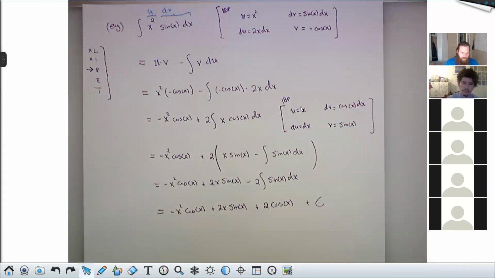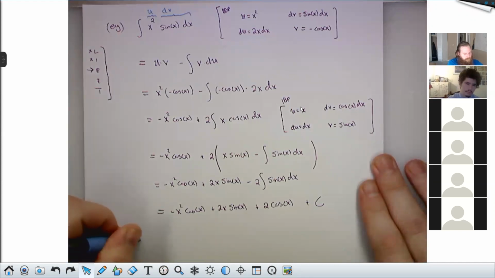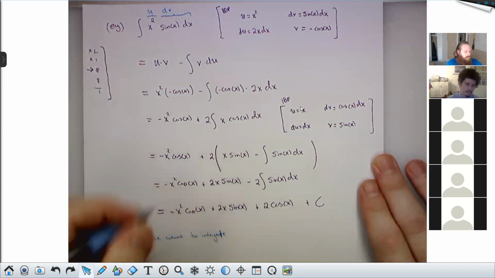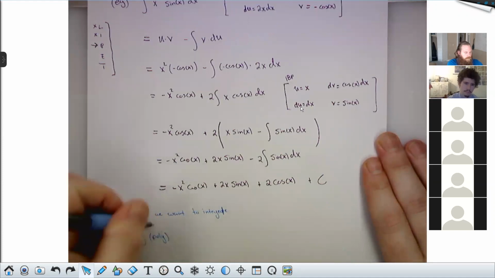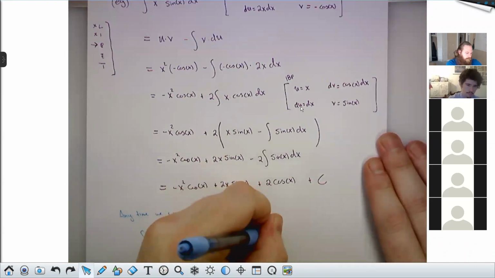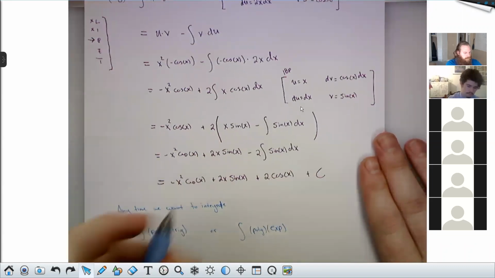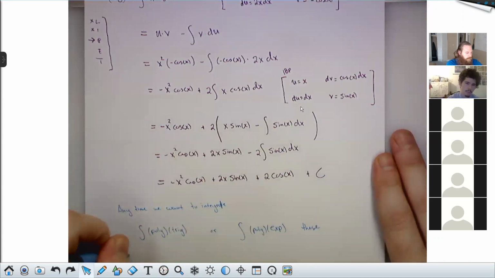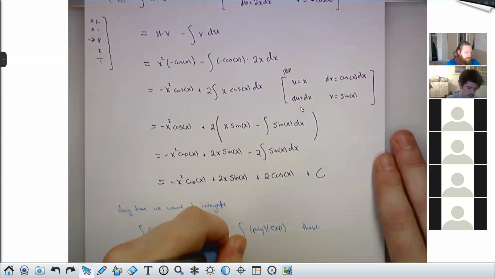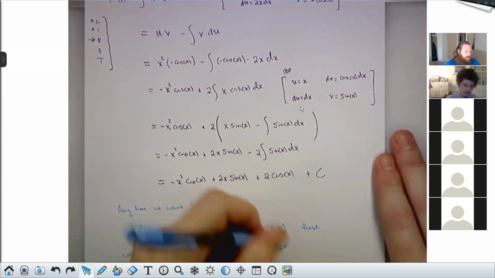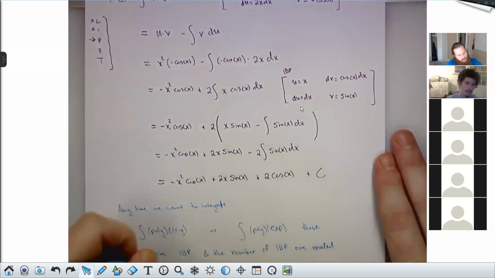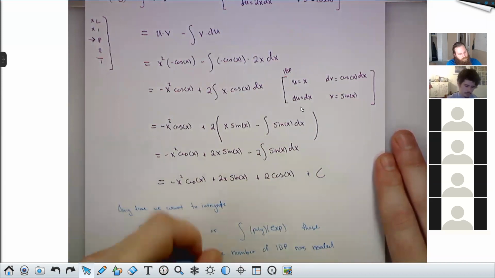And then another general guideline, like the LIPET thing, is anytime we want to integrate something like polynomial times trig, or integrate something like polynomial times exponential, these will require IBP, and the number of IBP runs needed is equal to the degree of the polynomial.